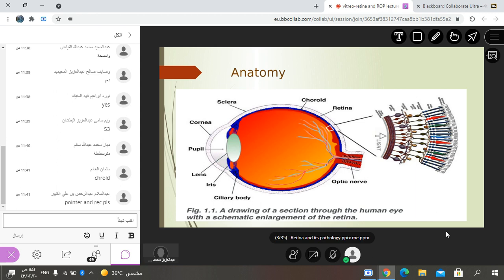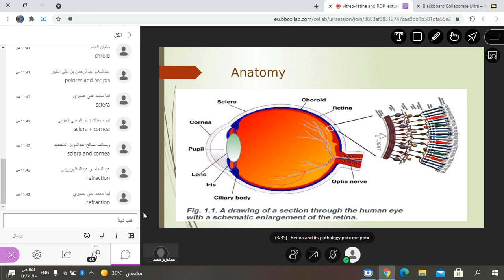Uveal tissue forms three main parts: choroid, ciliary body, and the iris. The outer layer, which is for what? Protection, and includes what? Sclera and cornea. Excellent. So mainly the sclera is for protection. The cornea is for what? As a refractive tissue, for refraction.